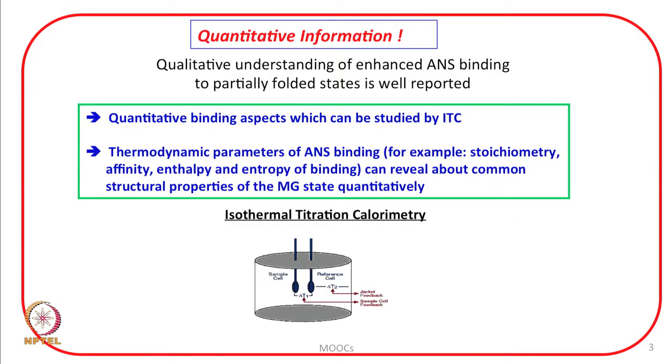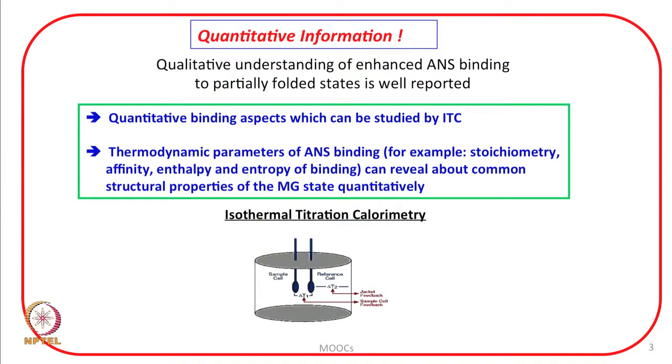That is, the question is, the molten globule states obtained from different proteins, do these states show similar binding characteristics? Because that can then give information whether they share common structural features or not. Isothermal titration calorimetry can provide an answer to such questions. Now, let me present some data from literature and start trying to answer these questions.